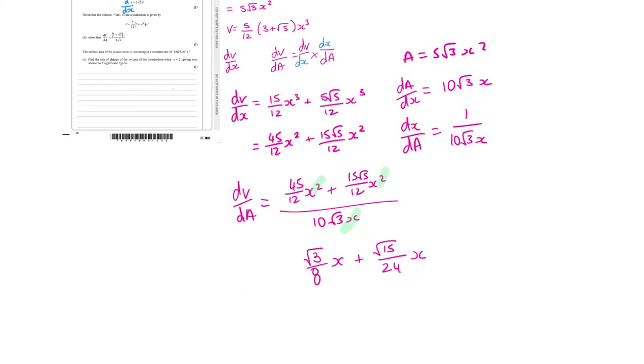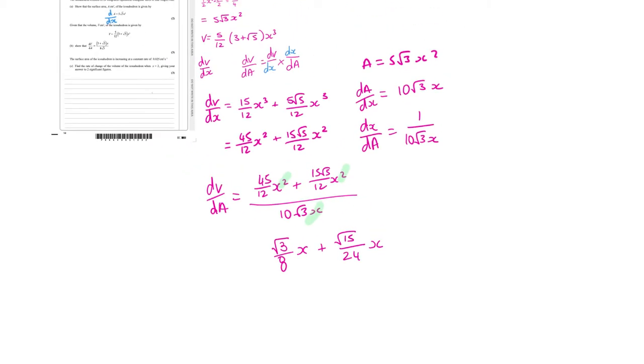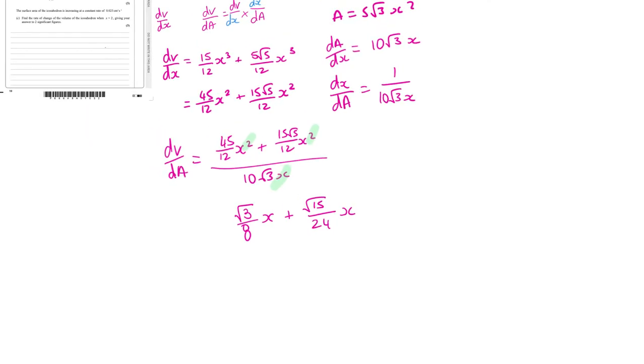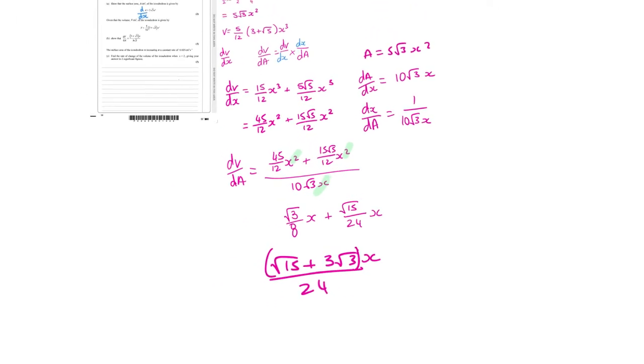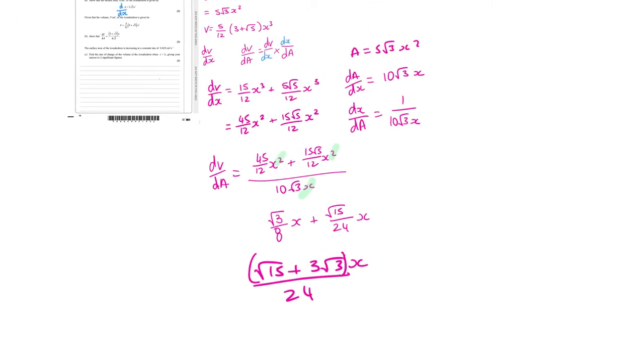However, what does it want us to show? 3 plus root 5 bracket x. That's slightly frustrating. Okay, so if I'm just going to put into my calculators, add root 3 over 8 equals. If I add them together into my calculator, I get 15 plus 3 root 3 over 24x.